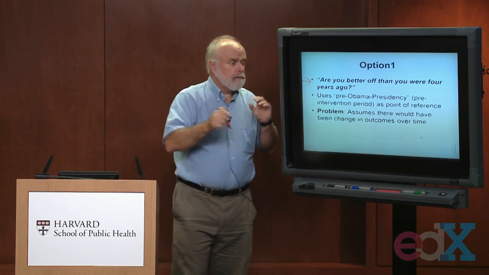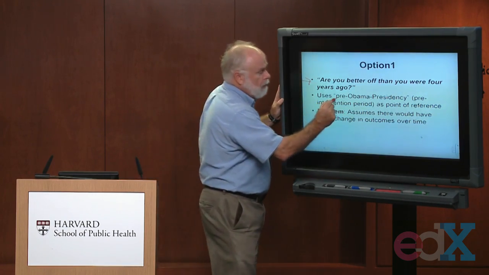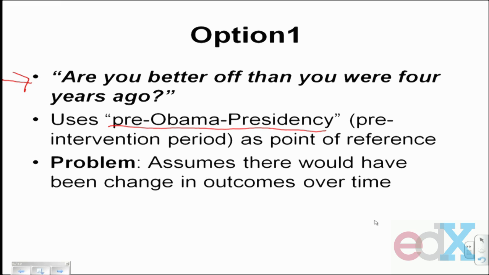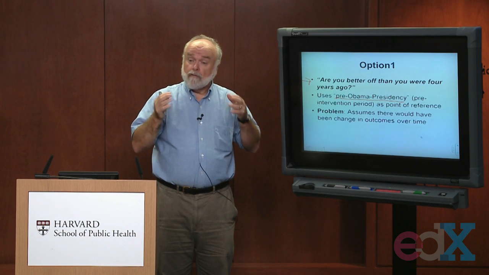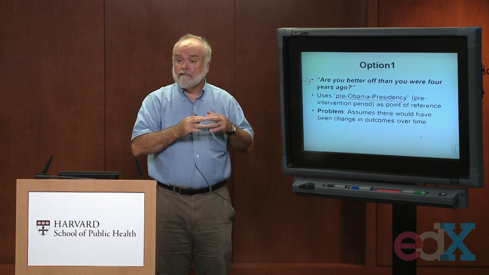If things are better than 4 years ago, we might say Barack Obama's been doing a very good job. If things are not as good as they were 4 years ago, we might say we'd be better off without having Barack Obama as our president. So what this is using as a point of reference is a pre-Obama presidency point of reference. Essentially, what was the country like when he became president? And are we better off today than we were back then, 4 years ago?